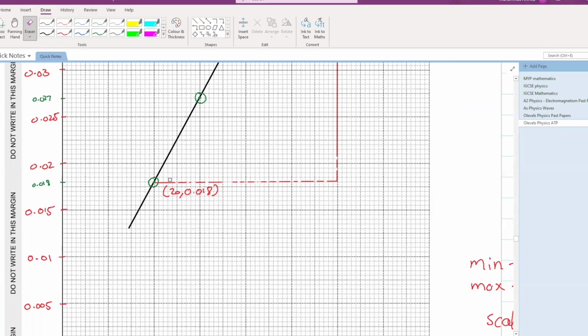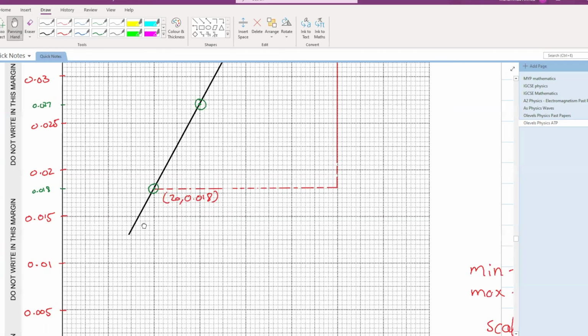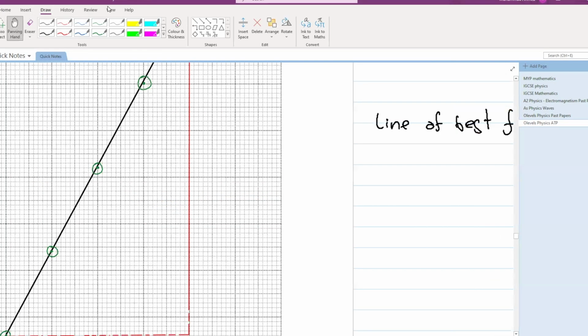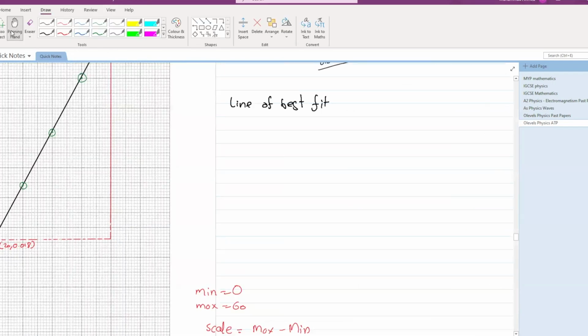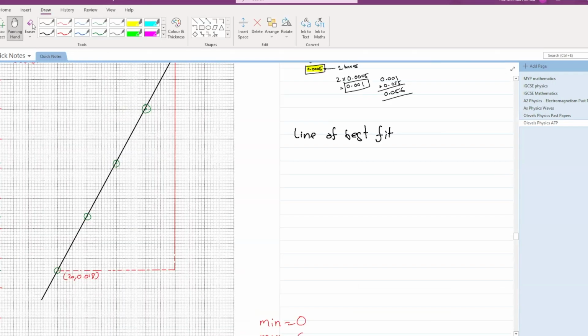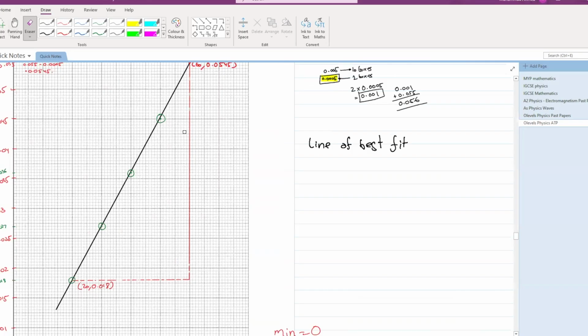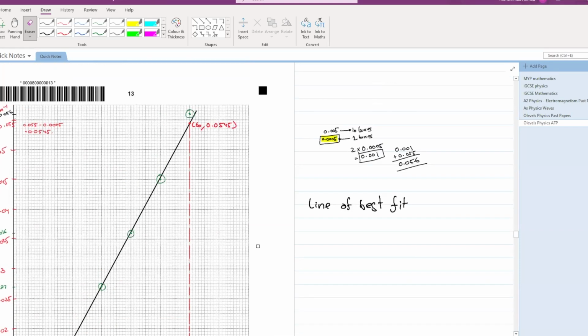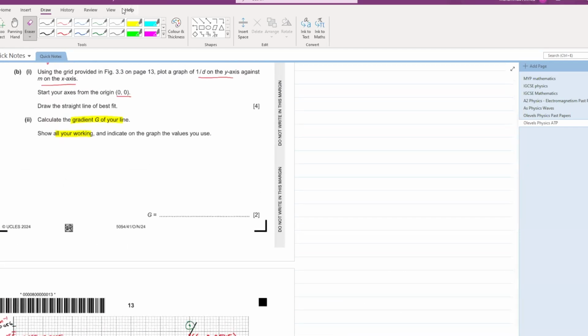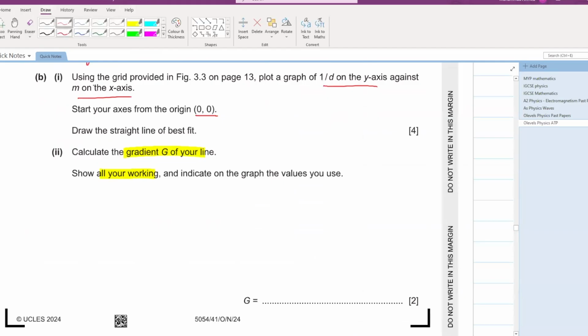Shabash. This is something that is advisable to do. If you don't do it, I don't guarantee a marks deduction. I don't guarantee a marks addition, but this is advisable to do. Perfect. Now you have 2 points here. Let's write those 2 points. The 2 points are 60 and 0.0545, and 20 and 0.018. Perfect.